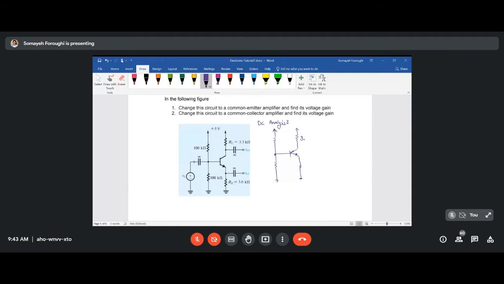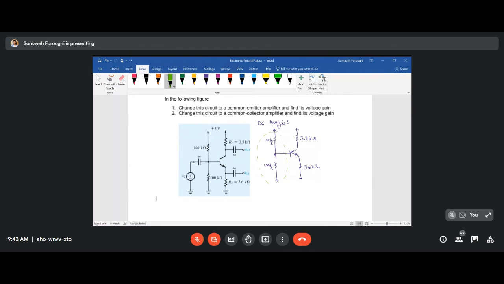So the resistance in the collector is 3.3 kilo ohm. Here we have 3.6 kilo ohm. The bias resistances are 100K and another 100K. As you see here, this is the bias for the transistor. We can simply turn this bias into a voltage source and an equivalent resistance.